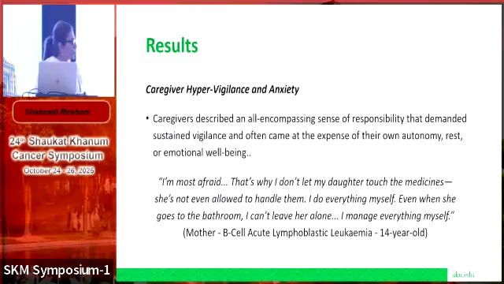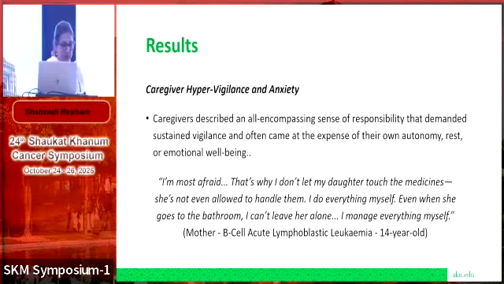And then there was a sub-theme of caregiver hypervigilance anxiety, describing an all-encompassing sense of responsibility that demanded sustained vigilance and often came at the expense of their own autonomy, rest, and emotional well-being. Mother of a 14-year-old with B-cell ALL leukemia said, "I'm most afraid. That's why I don't let my daughter touch the medicine. She's not even allowed to handle them. I do everything myself. Even when she goes to the bathroom, I cannot leave her alone.